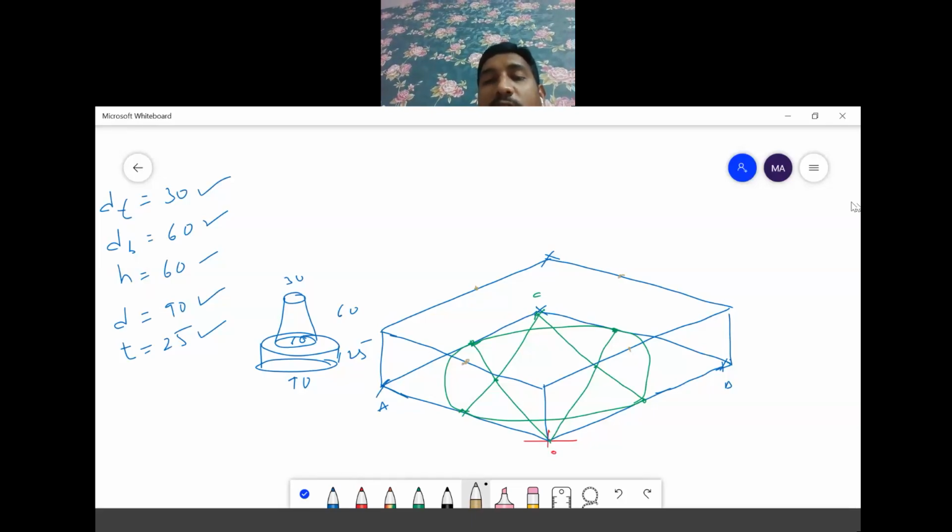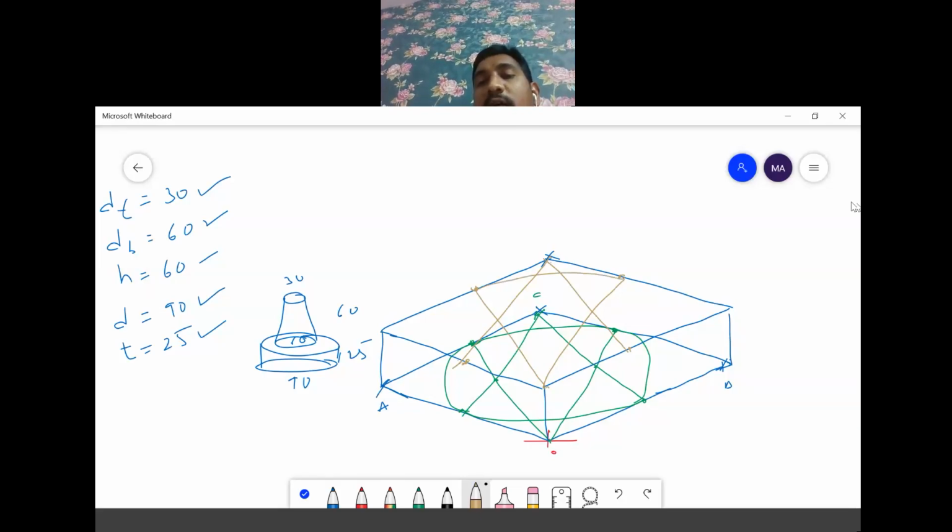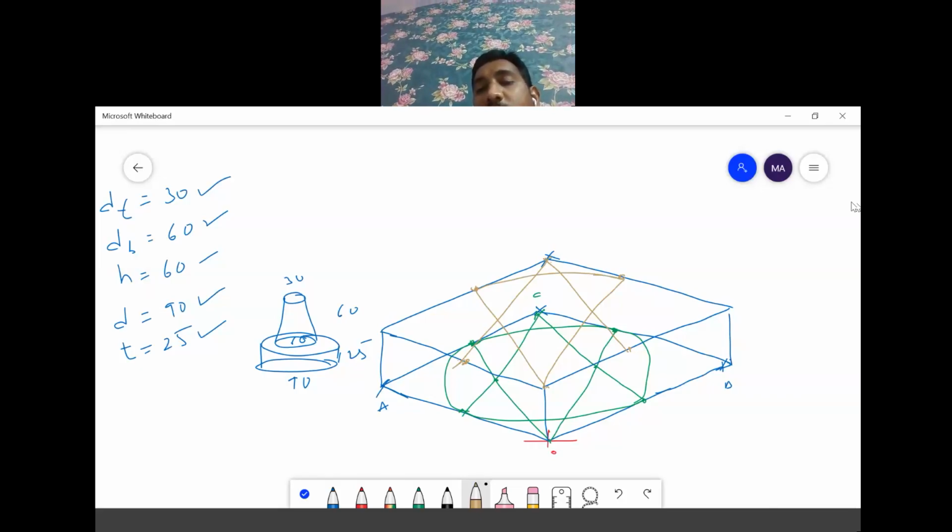Again I am drawing the circle here. Why? Because this is the cylinder, the top and bottom diameter should be the same. So again I am marking from the top vertex to these midpoints, and from the bottom vertex to these midpoints. I am taking this as a center, this as a radius, and drawing one arc. I am taking this as a center, this as a radius, and drawing one arc.